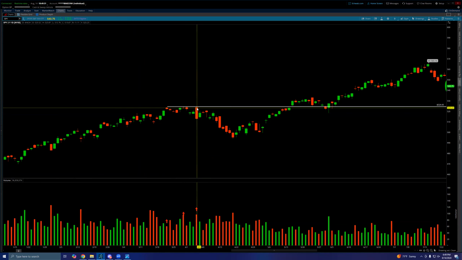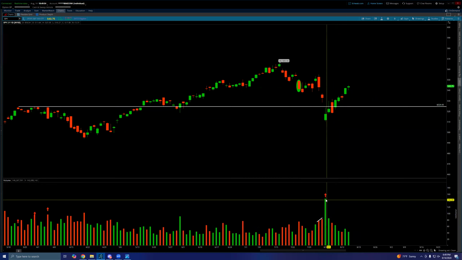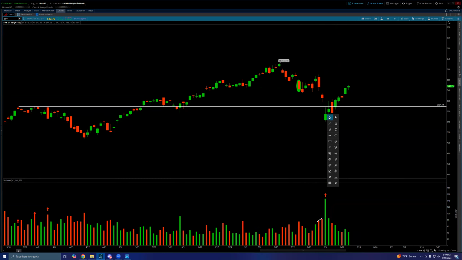So the moral of the story here is these high volume days give us so much information. And if you're not paying attention to them, you're doing yourself a disservice. Every single bottom is coupled with high volume. Every single top is coupled with high volume. It's always the case. Always. Very clearly. There's no way around it.